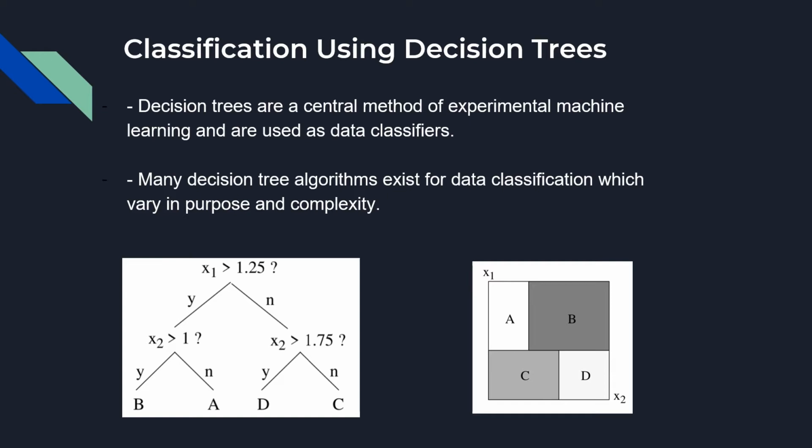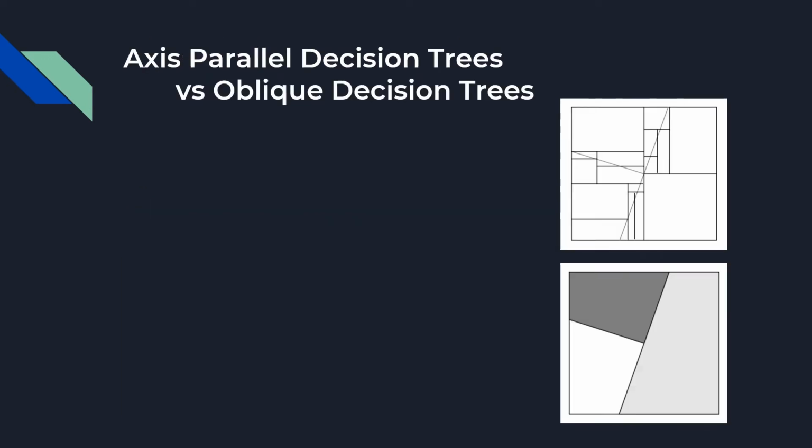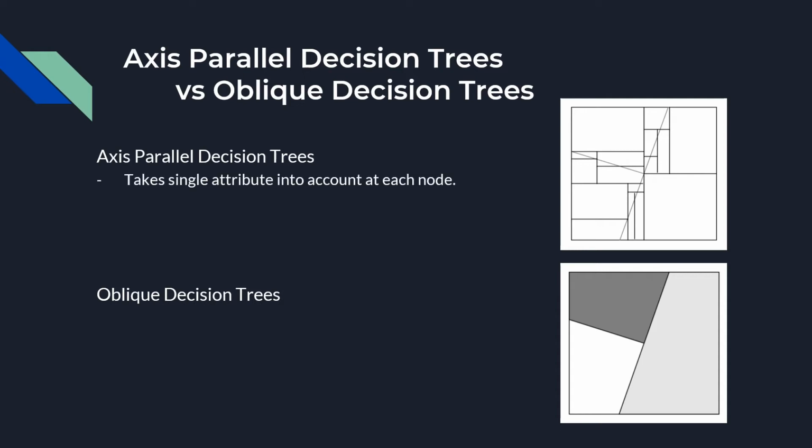The left figure here shows the structure of a decision tree used for numeric attributes. The right figure visualizes the result of classification on a dataset with the left decision tree. There are two types of decision trees to consider for classification: an axis parallel decision tree and an oblique decision tree. An axis parallel decision tree takes a single attribute into account in each node. The hyperplane at the split can then only be used at a right angle to the axes.